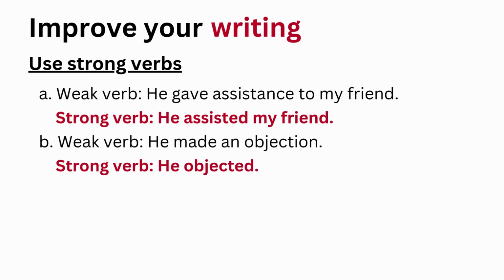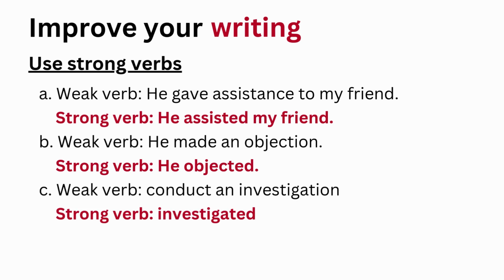Let's look at another example. So here I have a weak verb, made an objection. He made an objection. So again we have a verb, made, and then a noun, objection. But objection can be its own verb. To make it stronger, we get rid of made and turn objection into its verbal form, objected. He objected. So, he objected is better than he made an objection.